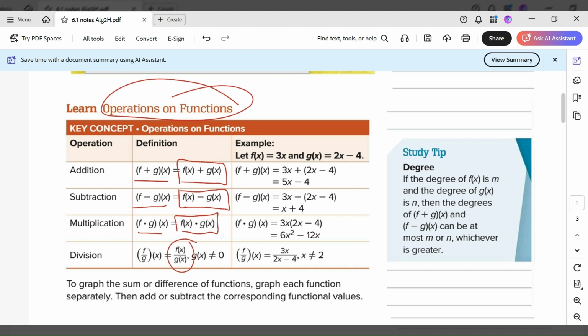Now, the one thing about the division property is that the denominator cannot equal 0. So basically what we're going to do is, like the previous times we did this, we're looking for our domain values. What values can x not be to influence our problem?